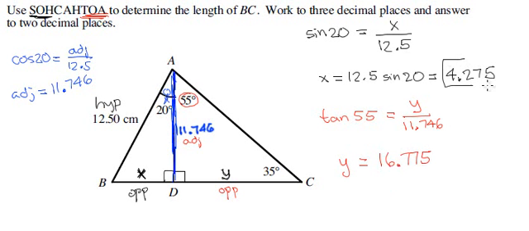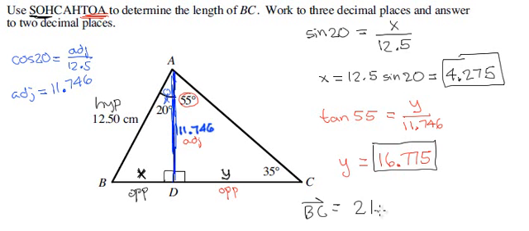So now we have the left-hand piece of the answer and the right-hand piece of the answer. Not surprisingly, you add them up. 4.275 plus 16.775 tells you that the total length of the side BC should be 21.05, and what unit is this anyway? Centimeters.